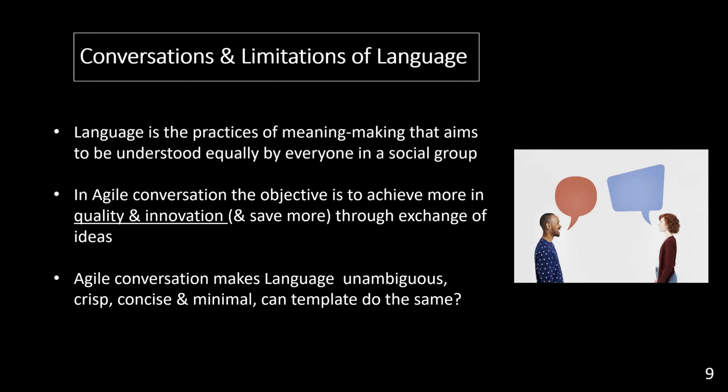Agile conversation makes language unambiguous, crisp, concise, minimal, and let's add actionable, because it gets closer and reflects better the characteristics and features of the working software itself, the code.